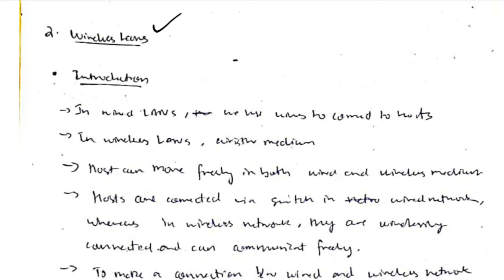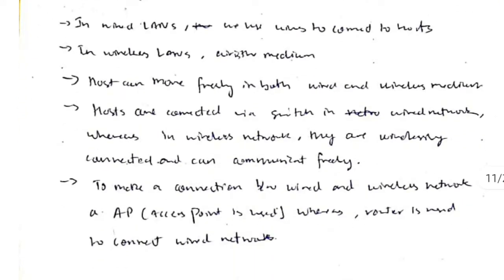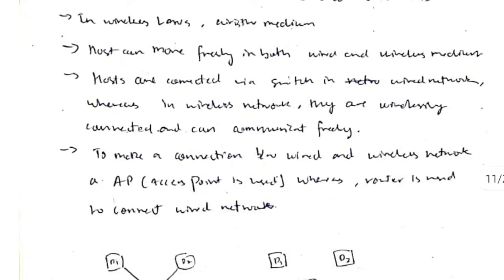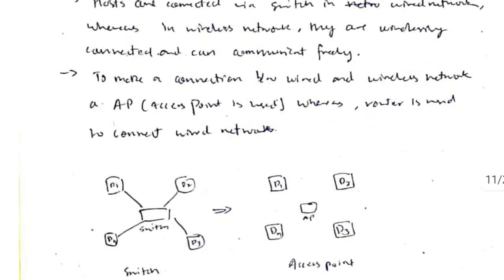The topic of the module is wireless LANs. Till now we have learned about wired LANs, now we'll learn about wireless LANs. In wired LANs we used wires for connecting the hosts, and in wireless LANs we use air as the medium, so the data will be transferred through air, by various waves like radio waves or other waves. The host can move freely in both wired and wireless media, but in the wired medium the host is connected to wires, and in the wireless medium it can move anywhere, as long as there is network.